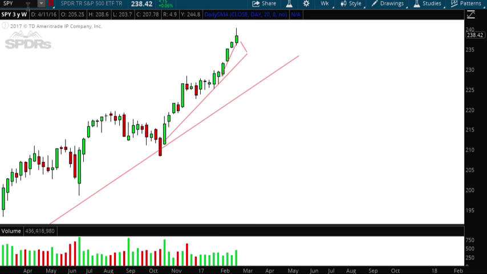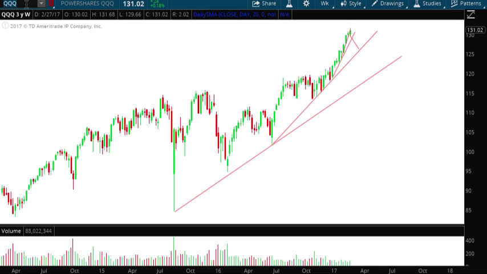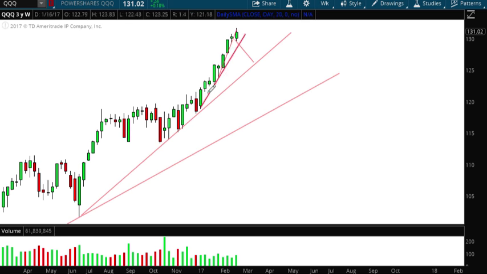Okay, let's look at the Qs, ticker symbol QQQ. This is the Nasdaq market, basically represented through the PowerShares. We see the same exact thing, a long stretch of green candles. We are long overdue for a red candle here. Again, we have 9 green candles in a row. We rarely go this long without a pullback or without a red candle, so I think that this too could start to break down in the Nasdaq market as well.